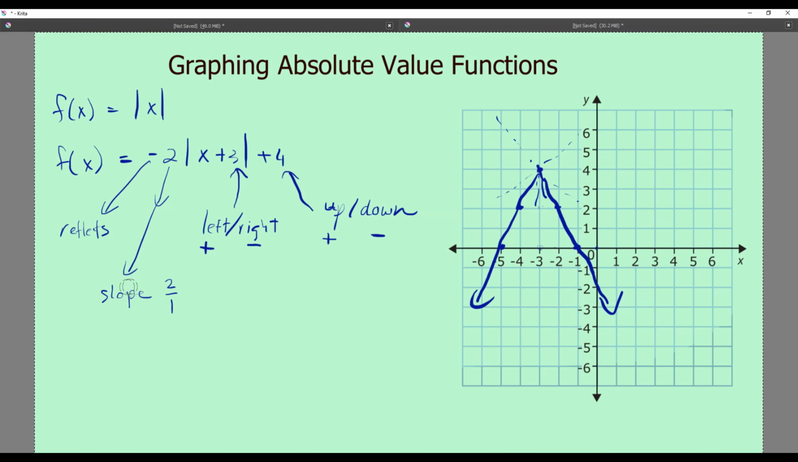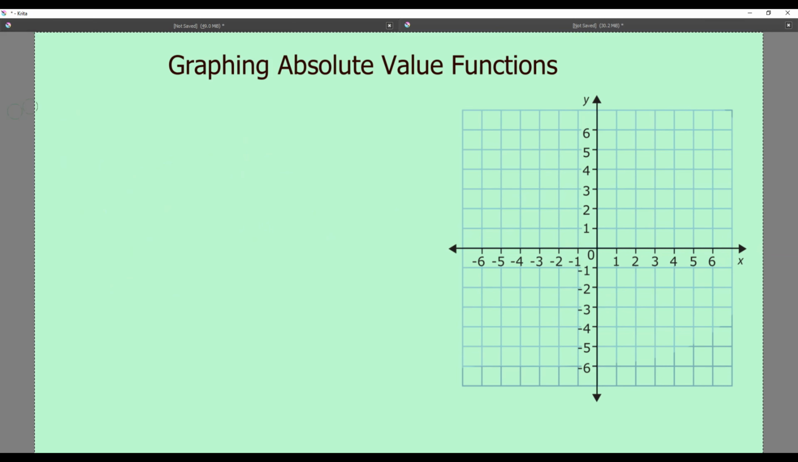Okay. Let's try another. I have f of x is equal to negative, now let's actually make that positive, 2/3 |x minus 2| minus 5. All right, so I always start with the one next to x, right? So negative 2, negative means go to the right 2. Right 2. So now I'm here.